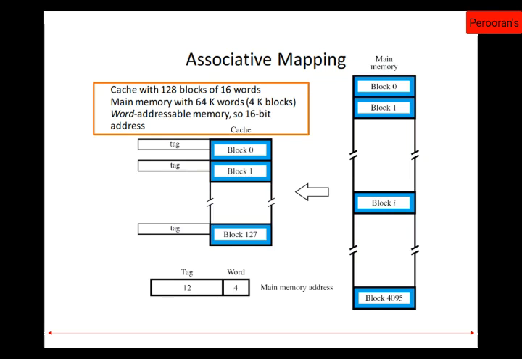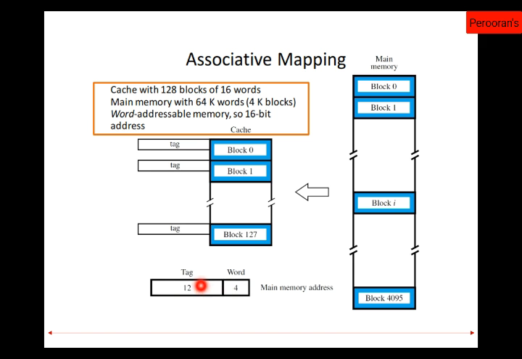Now we will see associative mapping. In this case also, the cache memory we are assuming has 128 blocks of 16 words, and the main memory consists of 64K words, or 4096 blocks of 16 words each. In the memory division, as in the previous example, we use the least significant 4 bits for the word address, and the remaining 12 bits are used as the tag bits.